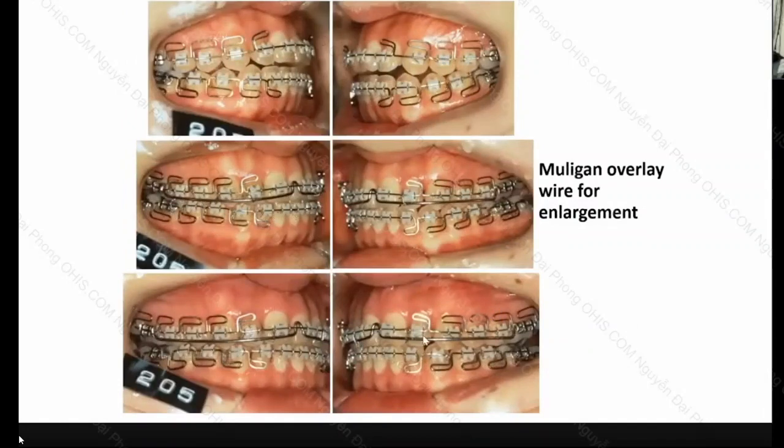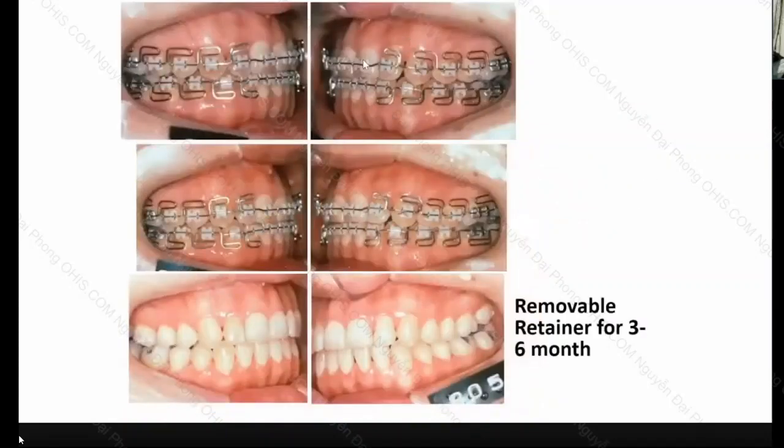In this stage, the upper arch is a little narrow. Therefore, I applied this Mulligan overlay wire for arch enlargement. Yeah. Then uprighting is okay, and the occlusal plane is okay. Then you can see the molar is now opening, no contact. Yeah, this is okay. Then finish.